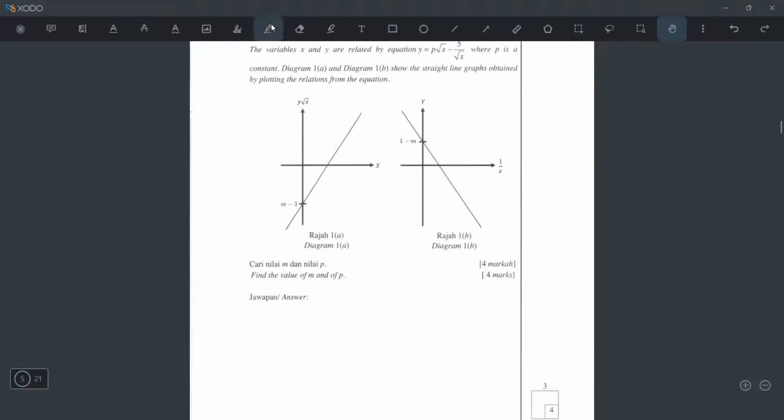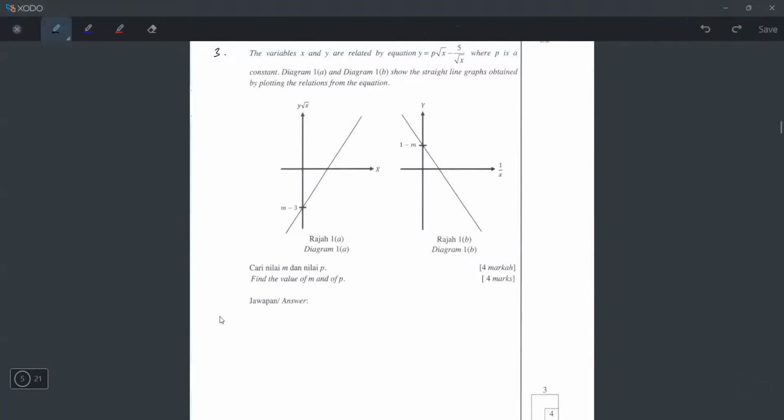All right. So this question is linear law. Just from looking at the y-axis, you know already it's linear law. The variables x and y are related by this equation. So I will write down the equation first. y equals p square root x minus 5 over square root x. This is obviously not linear form. How do I know?